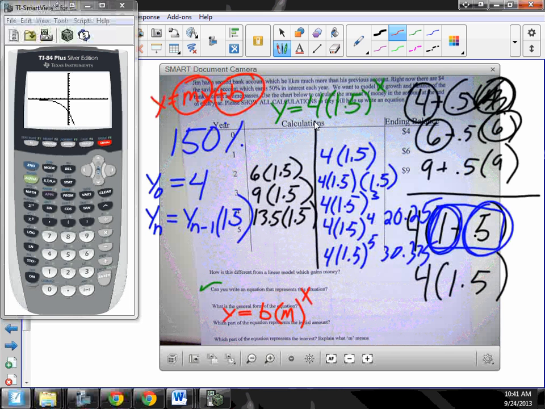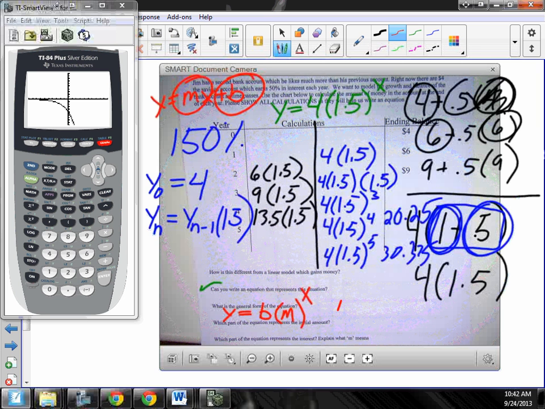So the next question, what part of the equation represents the initial amount? That's always b. Or in this case, it's 4. What part of the equation represents the interest? It's m, but m is a little bit funny here. If m is 1.5, my interest is 50%. If my m is 1.8, then my interest is 80%.